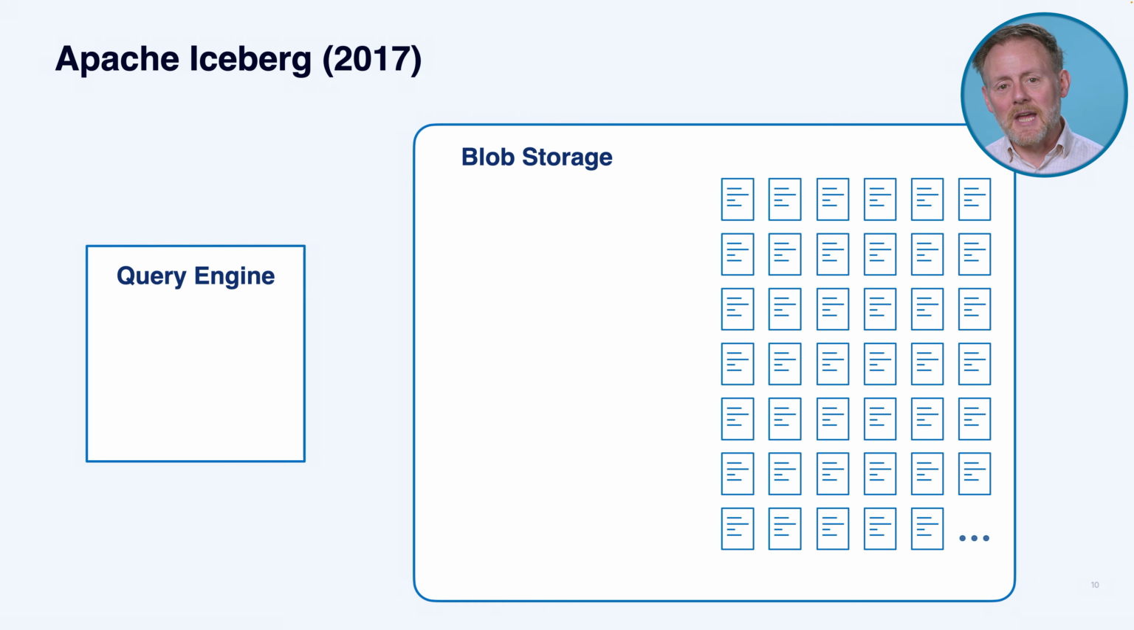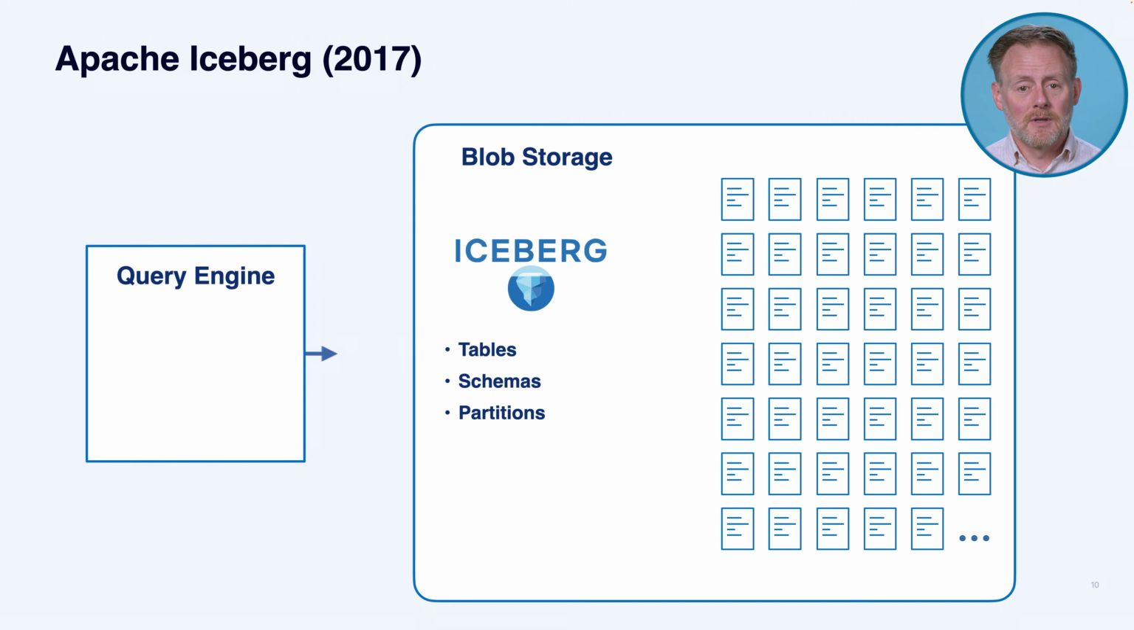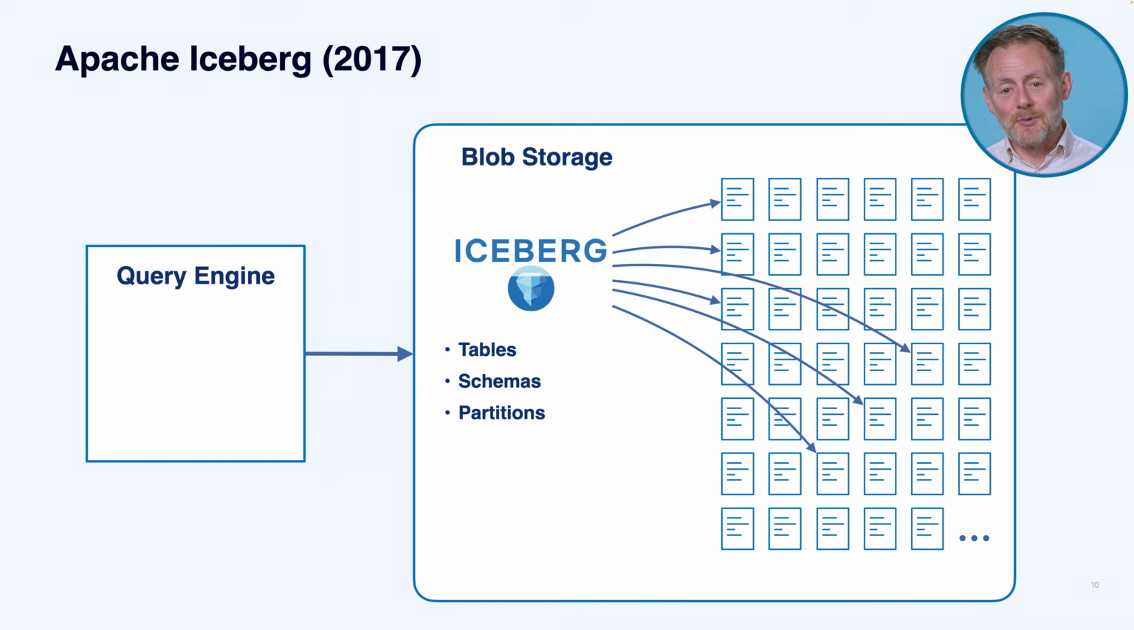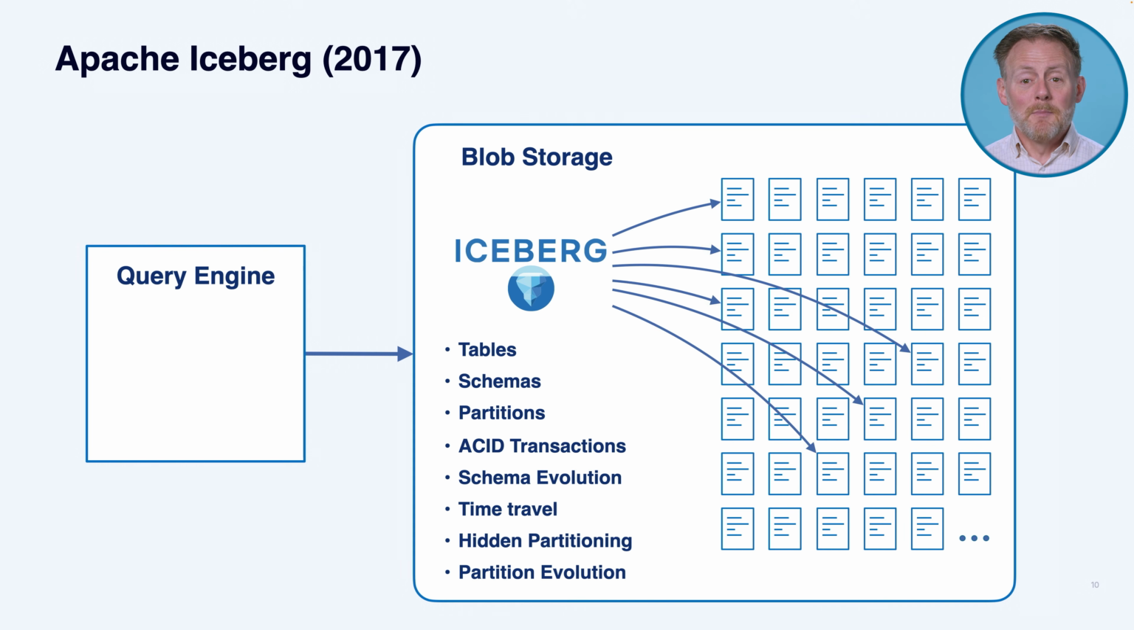In 2017, engineers at Netflix looked at this mess and decided to start over, design it right from the ground up. They built Iceberg, an open table format that treats data lake files like actual database tables, with all the guarantees that you've come to expect from a transactional database. Like Hive, you get SQL tables with schemas and partitions. But unlike Hive, you also get real ACID transactions, schema evolution that actually works, time travel, hidden partitioning that adapts as your queries change, and the ability to change the partitioning scheme over time.